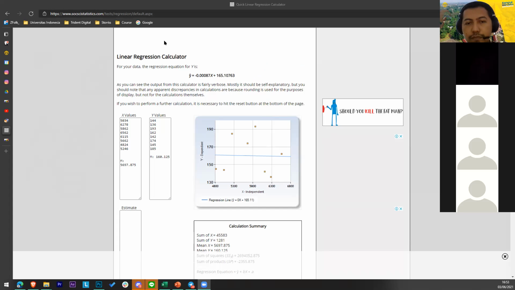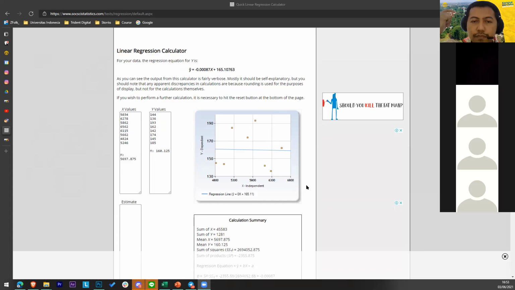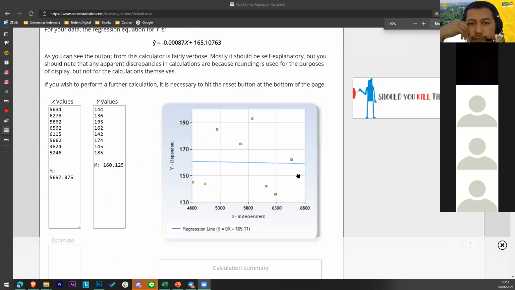Sir, is there any way to calculate the errors? I mean, for example, in this graph, not all the plots are close to the line that has been computed using linear regression. So is there any way to calculate the error? Okay, very good question. Okay, let's start our discussion today.